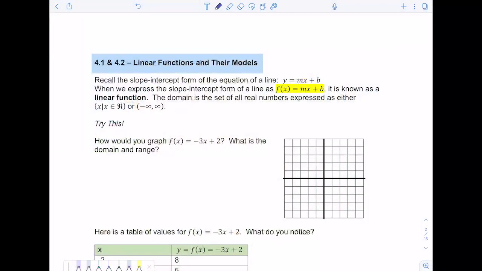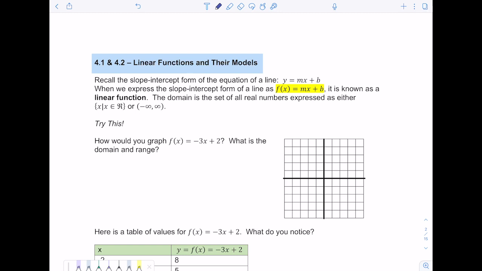Hey everyone, welcome to section 4.1 where we're going to talk about linear functions and their models. And then for 4.2, you're going to go to Canvas and watch the video that's in the module for week 5. It has to do with your project.